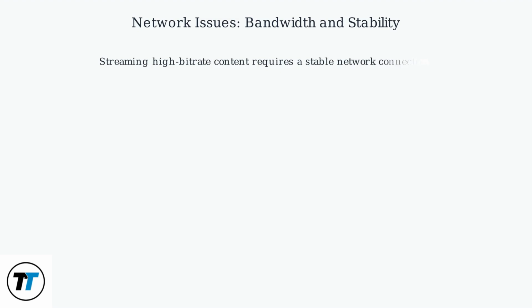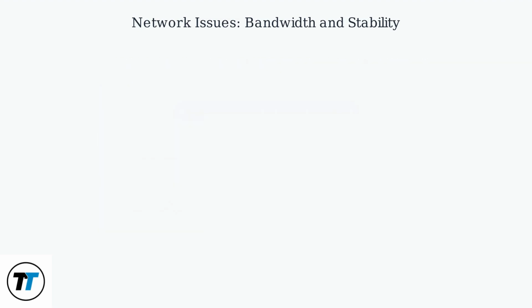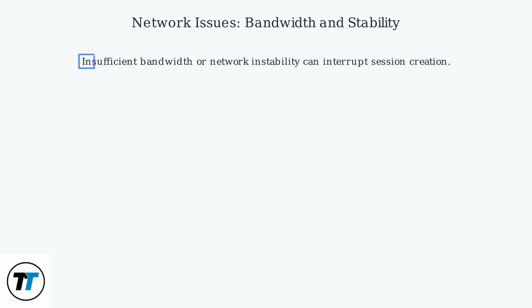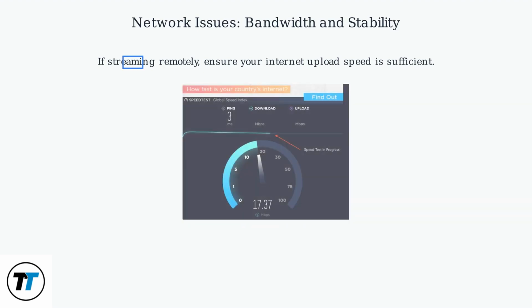Network issues like insufficient bandwidth or instability can interrupt session creation in Plex. Streaming high bitrate content requires a stable network connection. To resolve this, reduce the streaming quality in Plex settings, for example to 4 Mbps. If streaming remotely, ensure your internet upload speed is sufficient. Finally, test your network speed and stability to confirm everything is working.